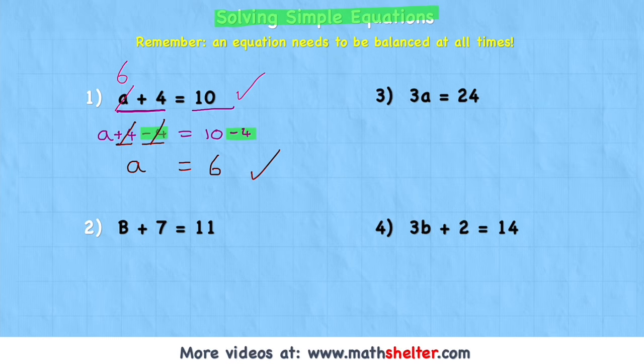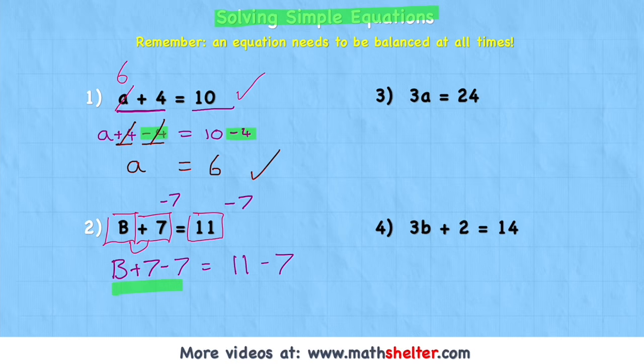And now I can see that my b variable is connected to my plus 7 constant term, and that equals 11. So same rule applies. How am I going to get rid of this plus 7? Well, I'm going to need to insert a minus 7. And if I insert a minus 7 to one side, I have to insert it to the other side as well. So let's rewrite my equation as b plus 7 minus 7 equals 11 minus 7. By doing that, both sides of my equation are still balanced.